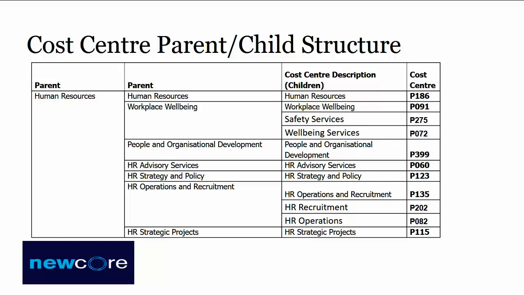But all of that has a parent value. So in this case, it's HR operations and recruitment, and you can see at that parent level, it's made up of 3 cost centers sitting underneath, and all of that rolls up into the parent called human resources. Now, this becomes relevant when you are running financial reports.